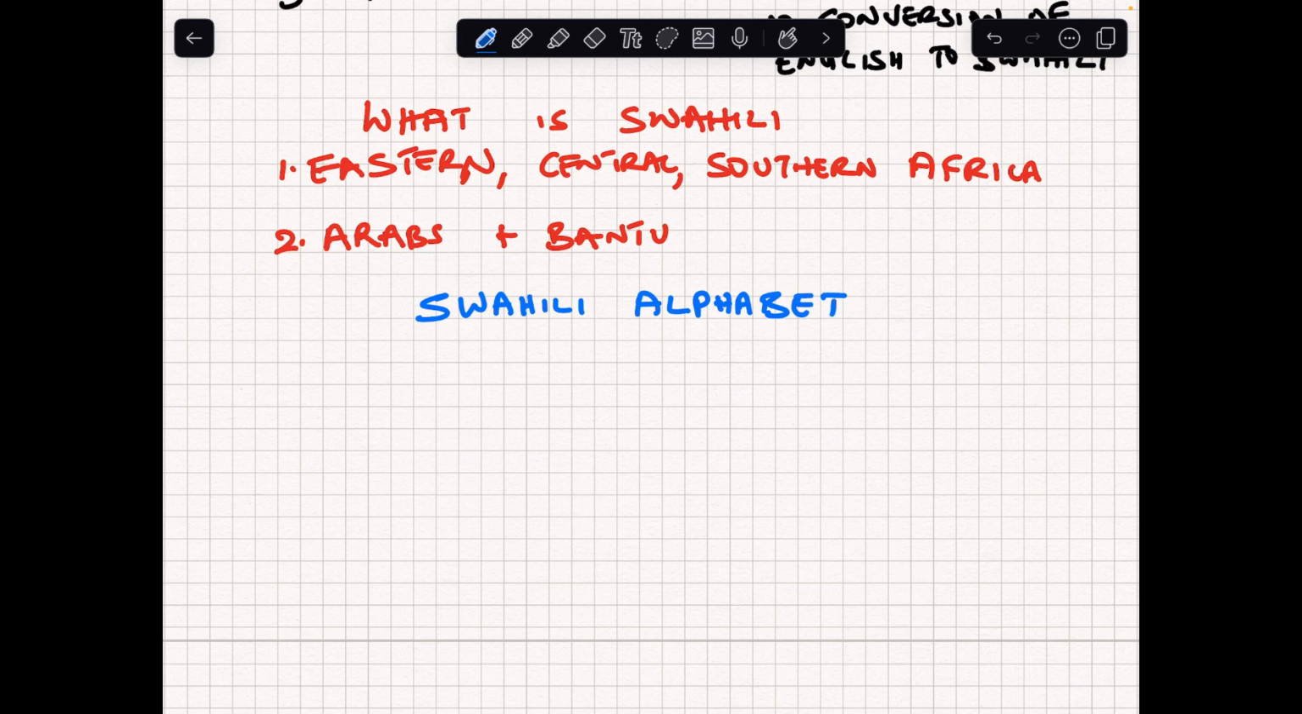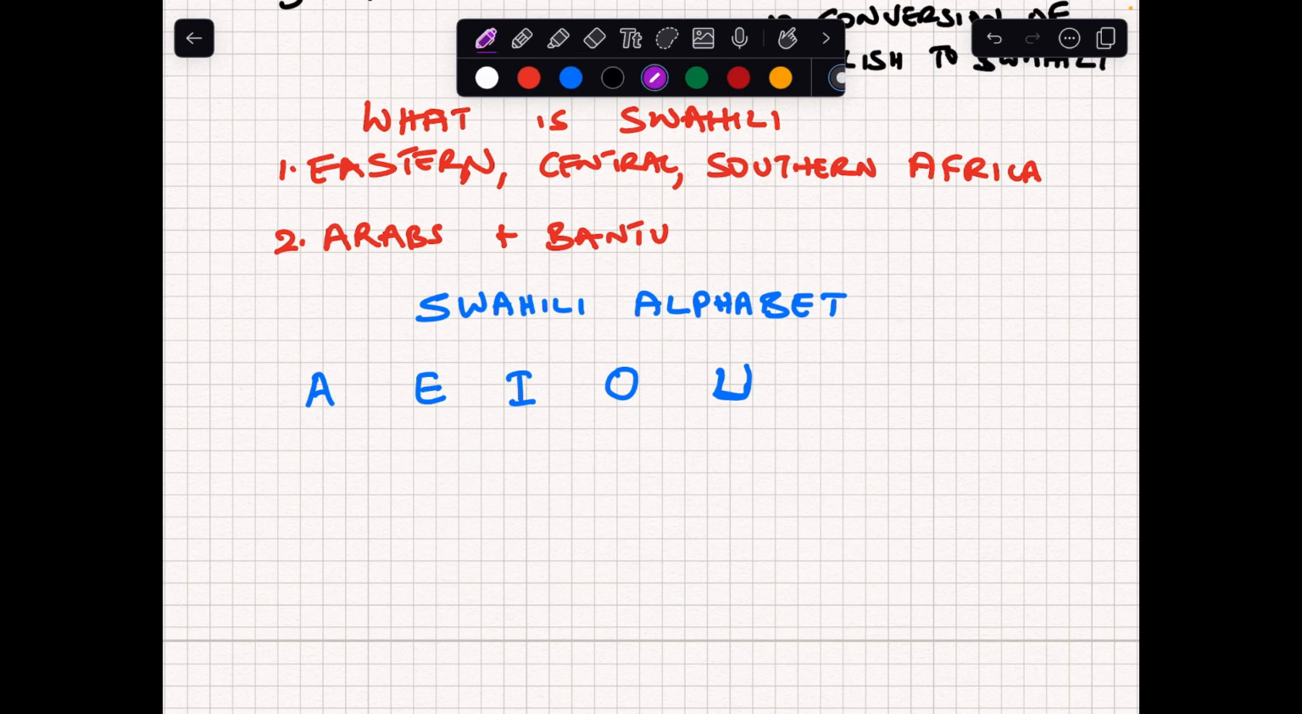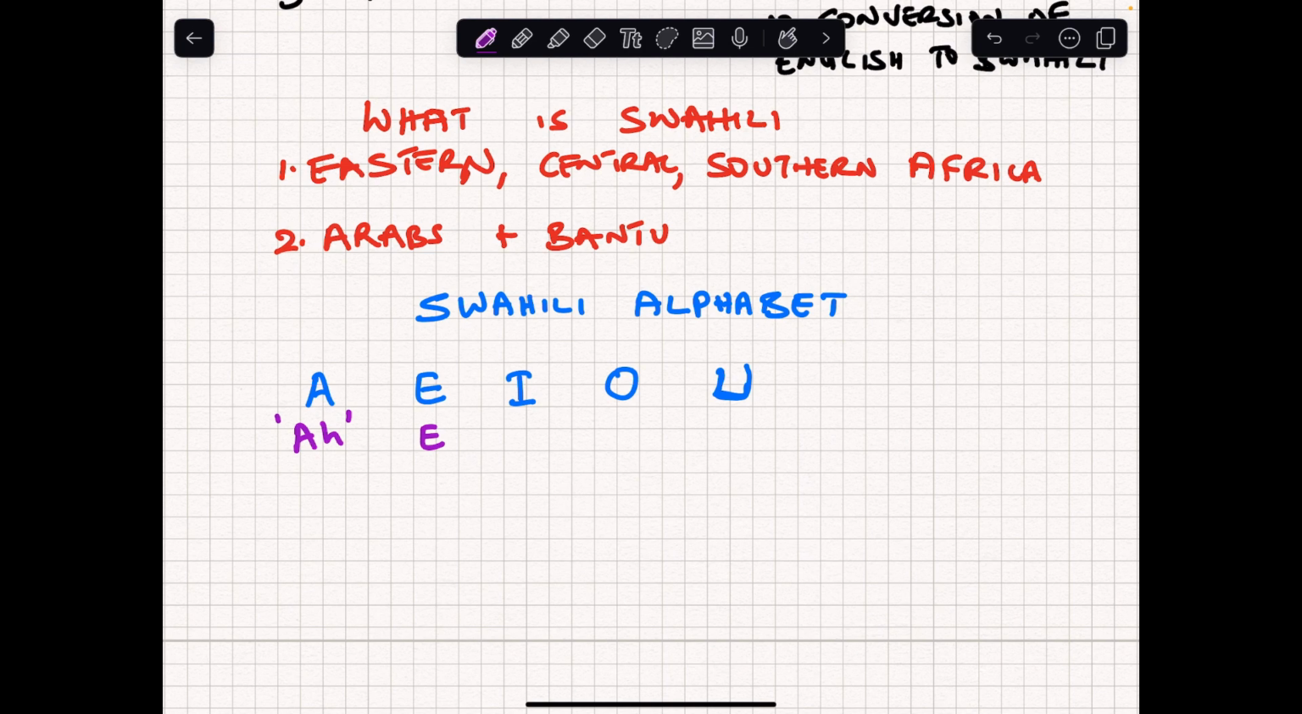In Swahili, we use vowels, and that's key to both reading and writing Swahili. So the first letter is A, which we say A, and then E, which we say E, and then I, which we say E, and then O, which we also say O in Swahili, and then U, which we say U. So the first one is A. Then the second one is E.